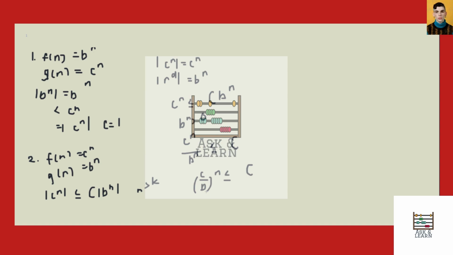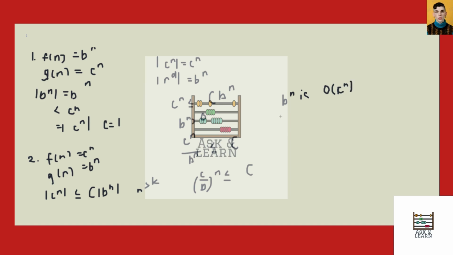So there can't exist a constant big C such that (c over b) to the n is less than or equal to the constant big C when n is large. So we obtained a contradiction, so our assumption that f of n equal to c to the n is O of b to the n is false. So f of n equal to c to the n is not O of b to the n.